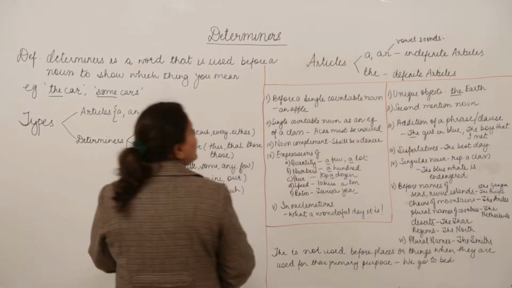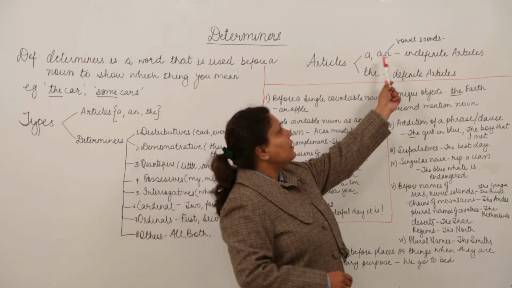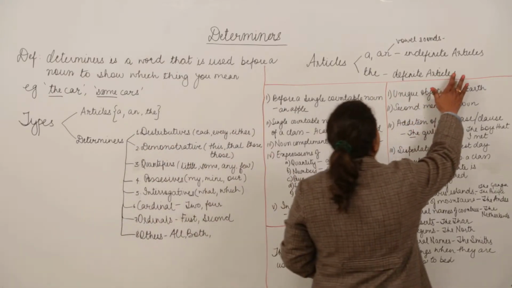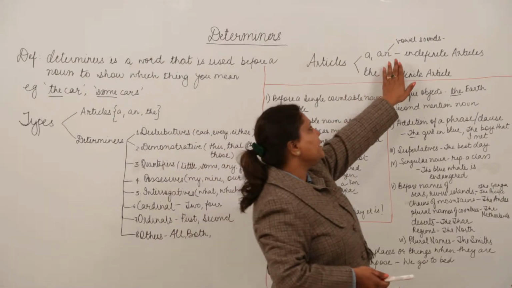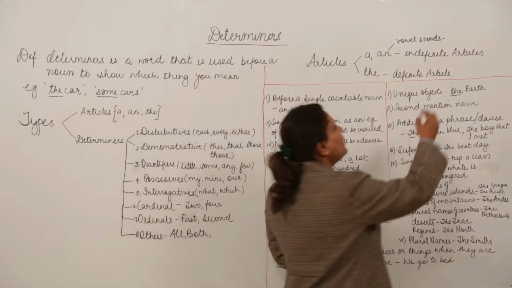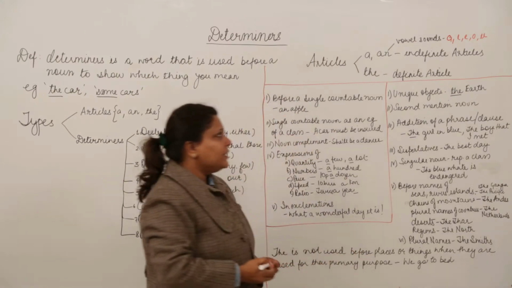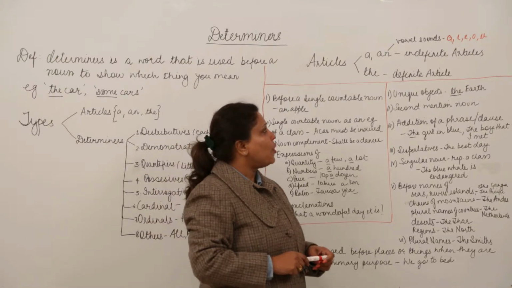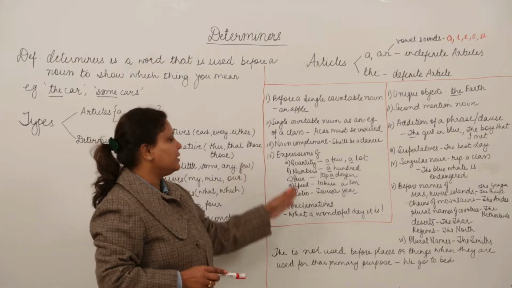Now coming to the details, articles are of two types, a and the. A and an are indefinite articles and the is the definite article. A and an are used in a similar way, the only difference being that an is used for words beginning with vowel sounds, that is A, I, E, O, U. When we have words beginning with these letters, then we use an, like an apple, an ink pot, an egg, an owl. That's how we use it. Otherwise, the usage is the same.